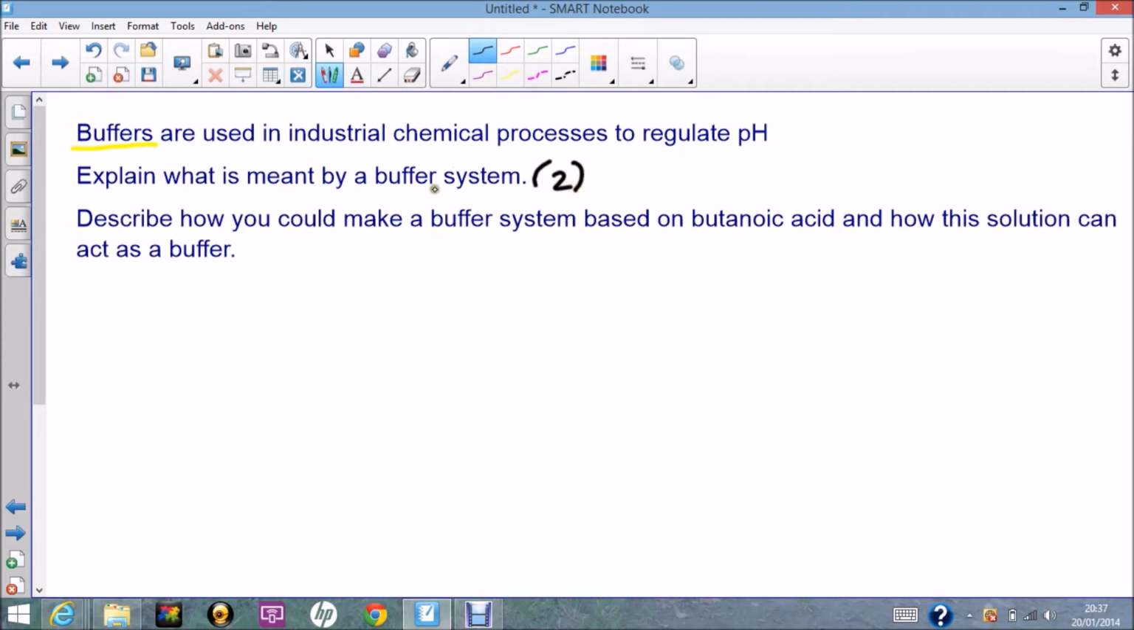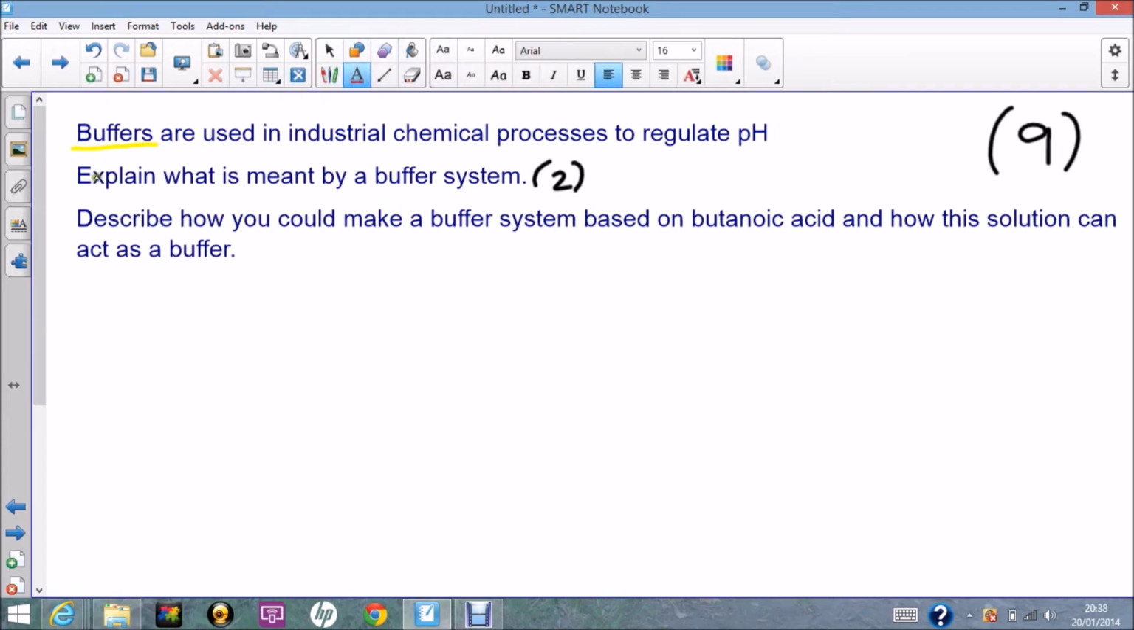Remember, roughly 10% of your paper will be definitions. Then we've got how you'd make a buffer system and how this can act as a buffer. Total for this question I'm going to say is going to be 9. Pause the video now if you want to have a go at it and then watch the answer.